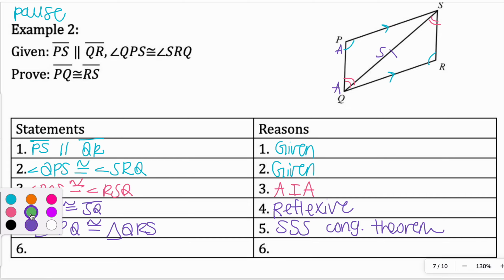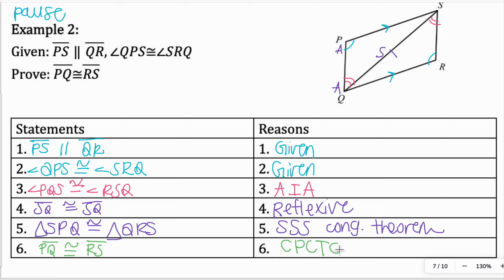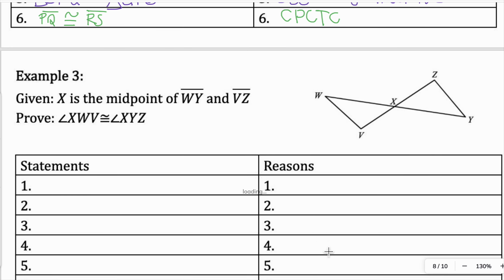So now I can then follow up and say PQ, which I knew nothing about, and RS are congruent using CPCTC. Okay, let's try our third example.